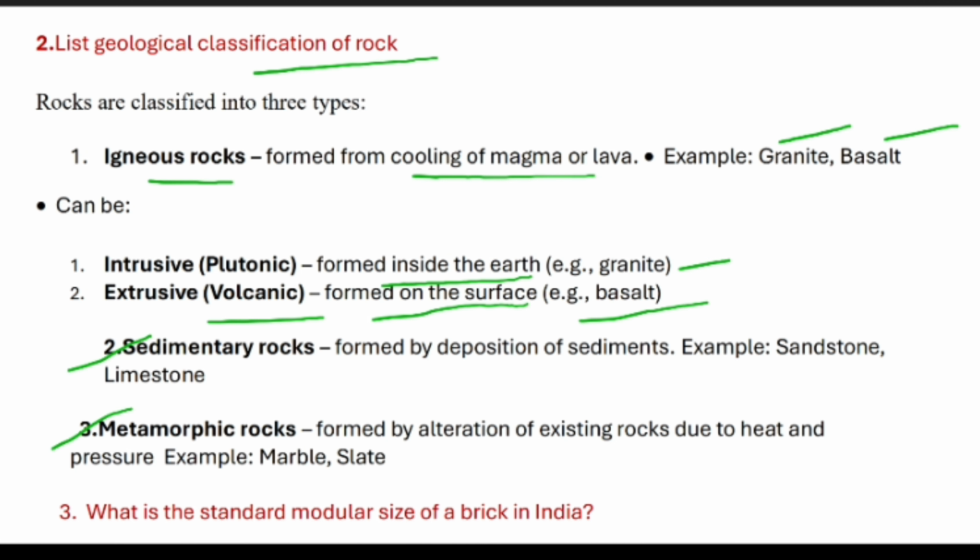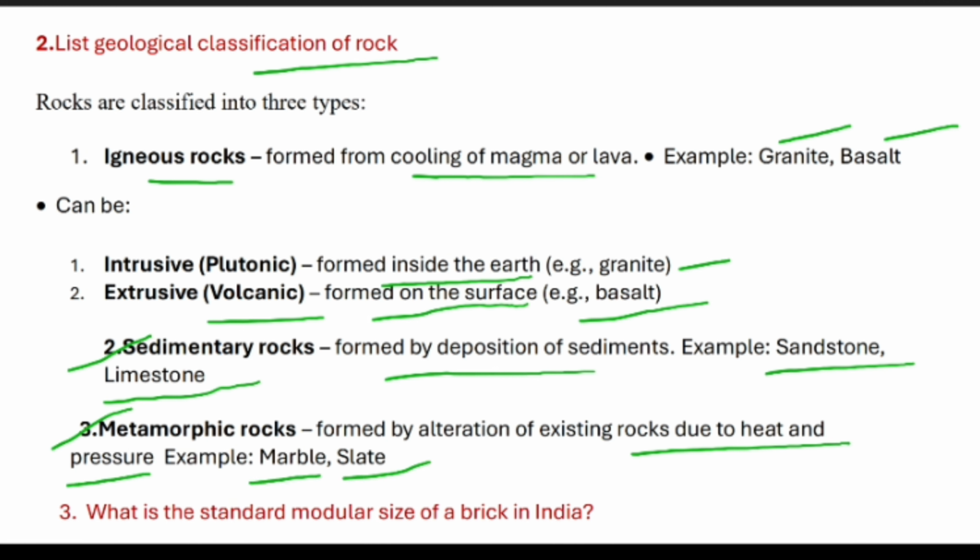Sedimentary rocks are formed by deposition at the sides of walls and the sides of rivers and so on. Examples are sandstone and limestone. Coming to metamorphic rocks, these are formed by the alteration of existing rock due to heat and pressure. Examples are marble and slate.